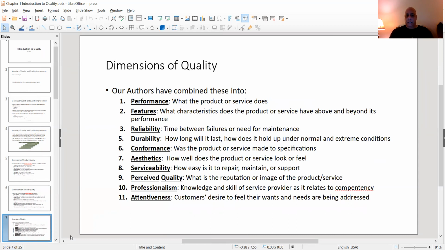Professionalism, do the employees or the salespeople or the service provider have the knowledge and the skill to talk about their product? In other words, knowledge and skill of the service provider as it relates to competency. And attentiveness, customers' desire to feel their wants and needs are being addressed.